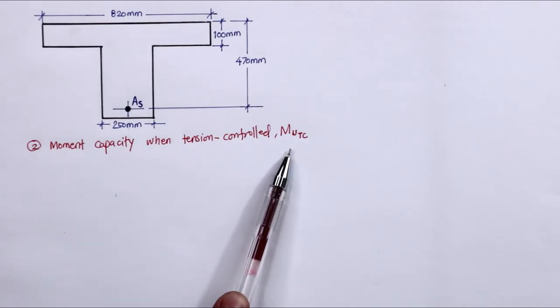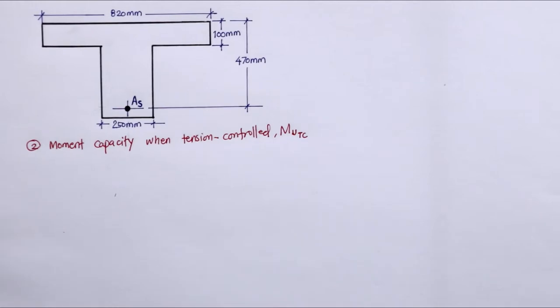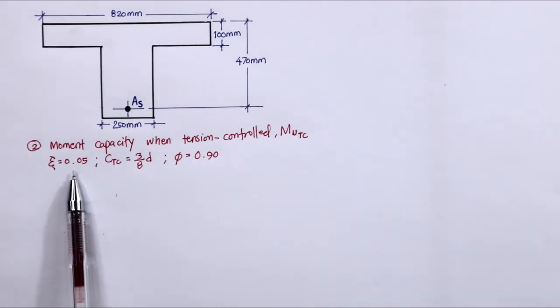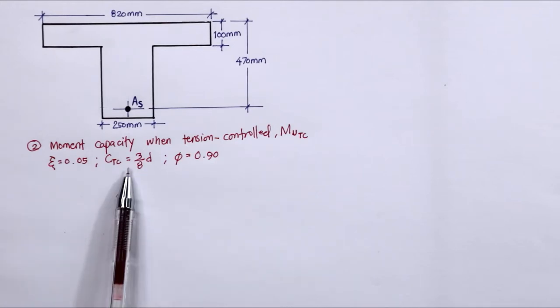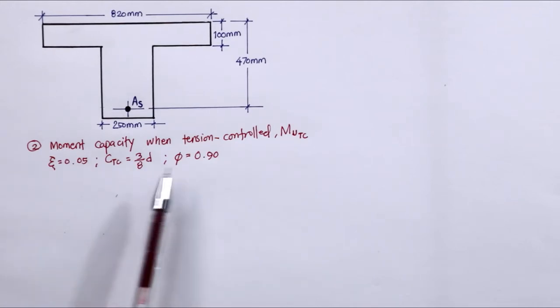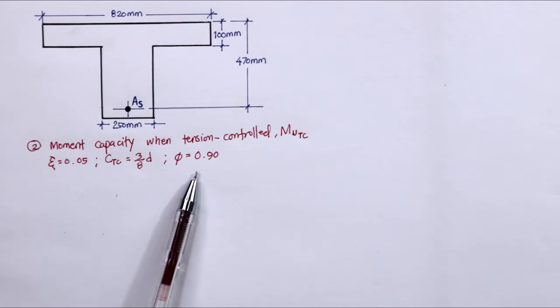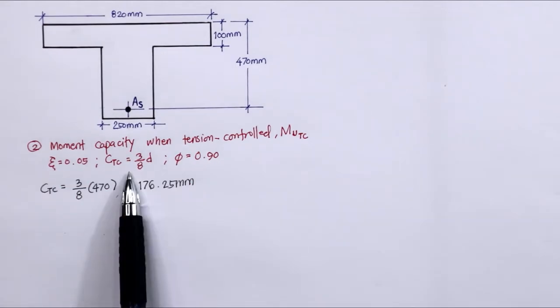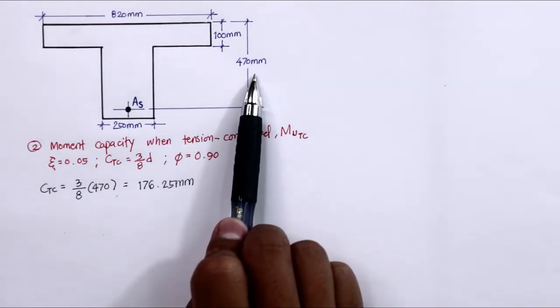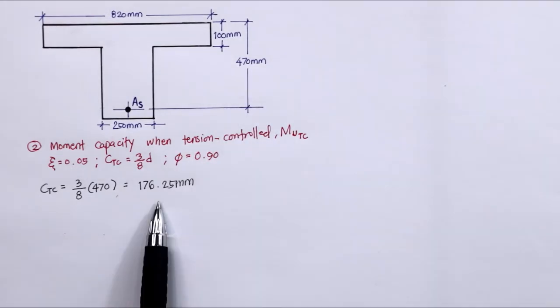Ang notation na gamit ko doon is MUTC. Again, ano-ano ba yung mga parameters na alam natin at tension controlled condition? When the beam is tension controlled, the value of strain of steel is 0.05, C at tension controlled is equal to 3/8 D, and the value of reduction factor is 0.90. Using the formula of C is equal to 3 over 8D, and the value of effective depth is 470 millimeters, then the value of C when tension controlled is 176.25 millimeter.